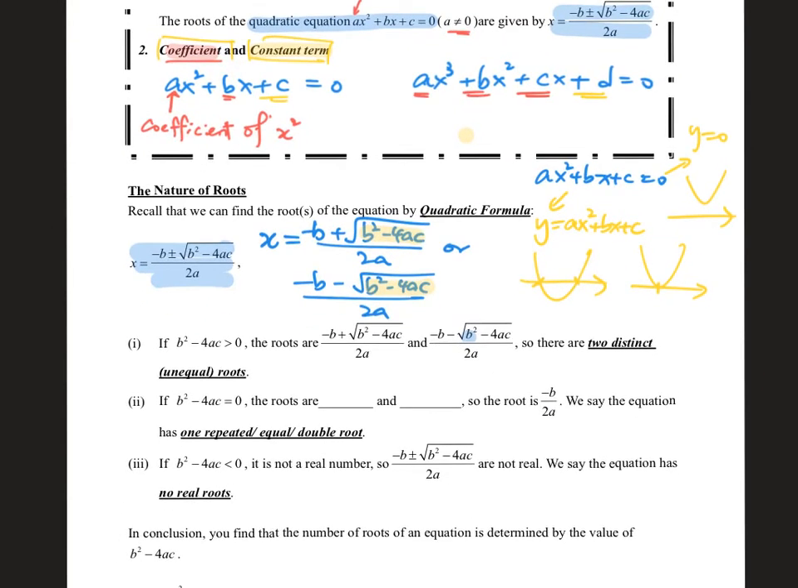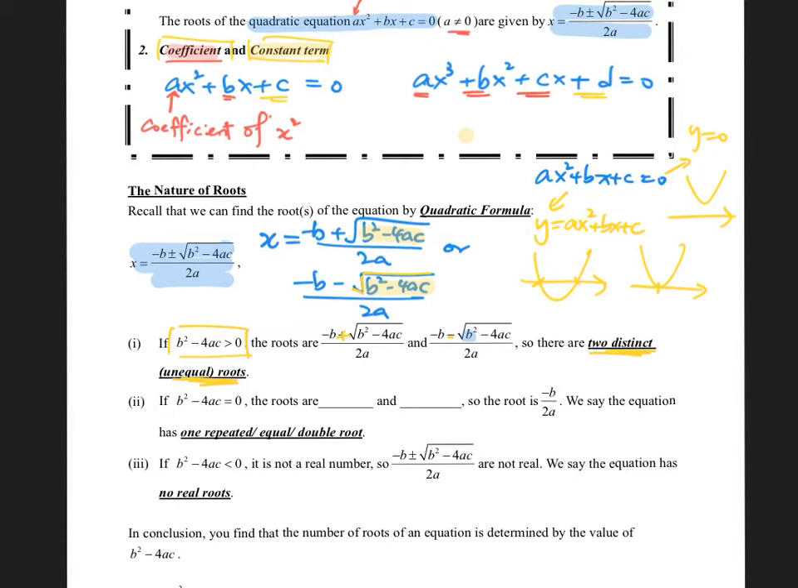So let's take a look at the illustration as follows. First of all, if you have b squared minus 4ac greater than 0, that means you can take this square root properly, so now you have two roots. One is minus b plus, and the other root is minus b minus. So when you have greater than 0, you know there should be two different roots, or we call two distinct real roots. This is the first case.